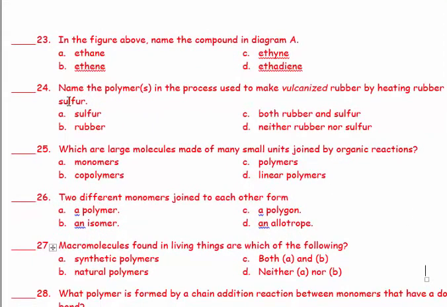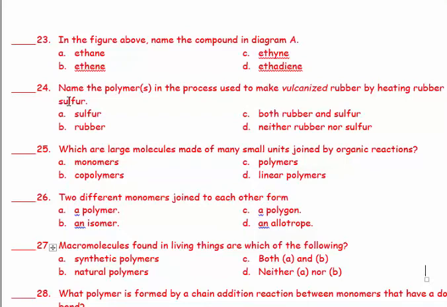Okay. Number 24. Name the polymer in the process used to make vulcanized rubber by heating rubber and sulfur. So how do the polymers, they are formed of one or two monomers that are combined together, and some of them they are used to make vulcanized rubber. Okay, so the answer of number 24 is rubber, because this is what we add, this is what we use in order to form vulcanized rubber.